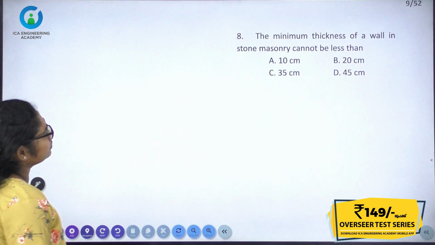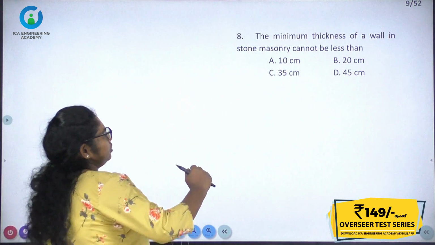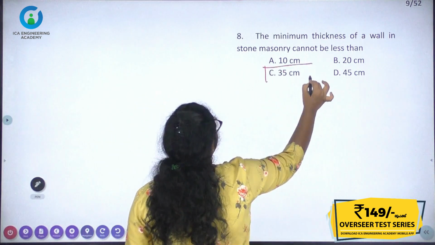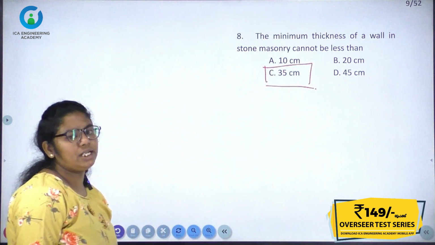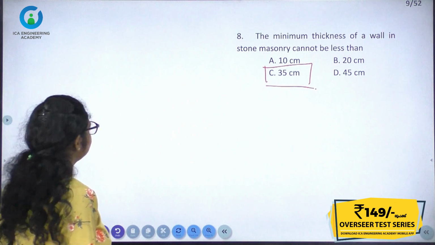Next, the minimum thickness of a wall in stone masonry cannot be less than 35 centimeters.